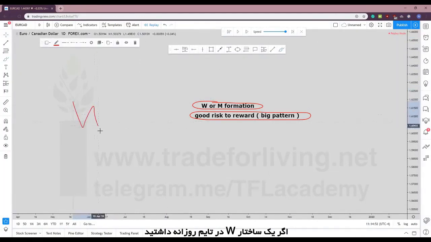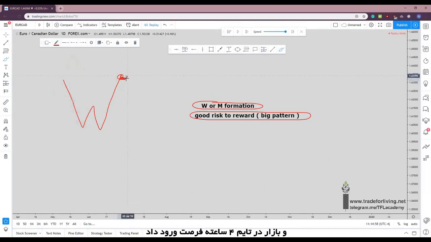If you have a W formation on the daily time frame and this pattern is big enough that, if we are looking for entries here, when the market gives us the entry in the 4 hours, this push to the downside to the neckline gives us at least a 1, 2, 3 risk to reward, then perfect, we take it. But if the market doesn't give us that, then we need to check higher time frames.